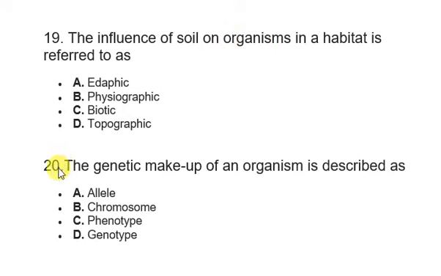So question number 20. The genetic makeup of an organism is described as: A, allele. No, allele is an alternative form of a gene. Yeah, the alternative forms of a gene in a pair are known as alleles. Chromosome, no, a chromosome is more like a housing that contains the DNA.